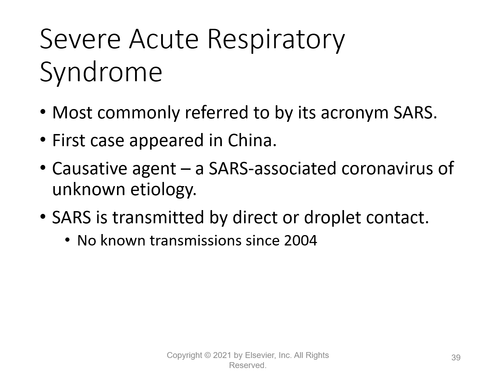So severe acute respiratory syndrome really appeared on the world stage in about 2003, where the first case appeared in China and then spread throughout from there. It is a version of the coronavirus, and the causative agent of this is of kind of unknown etiology, so that's one of the factors in diagnosing this. SARS is transmitted through direct or droplet contact.